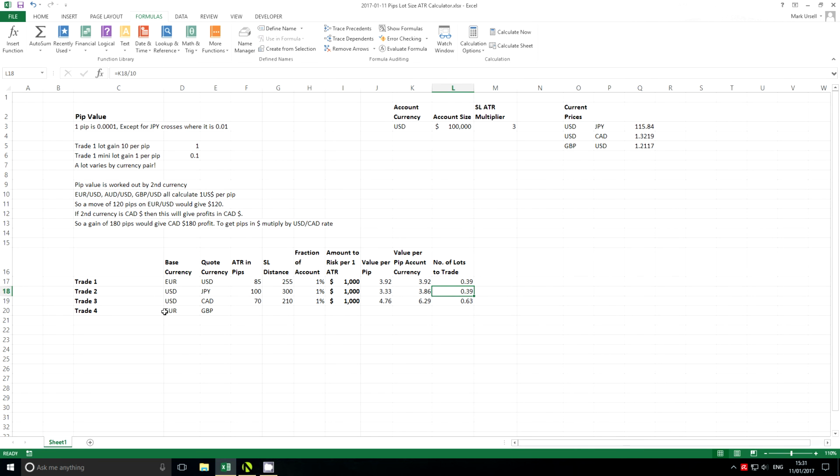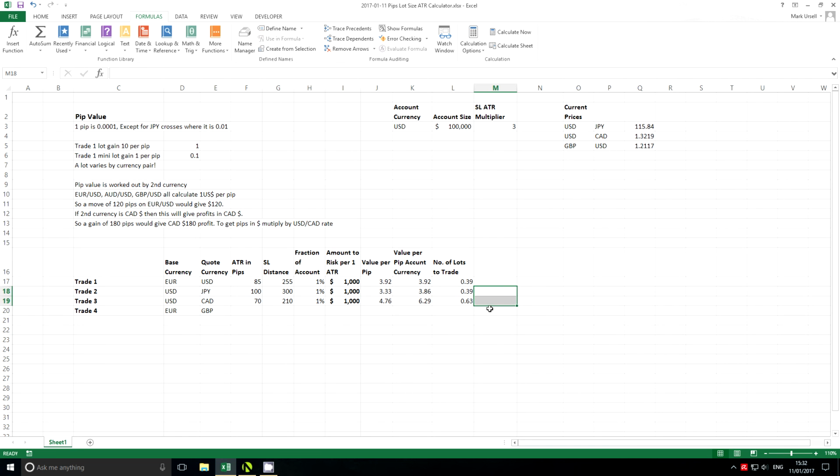We can do exactly the same for USD CAD. This time we've got a smaller ATR, so we've got a tighter stop loss, 210 pips. We're risking exactly 1%, $1,000, and we've got a slightly higher value per pip. Because of the current USD CAD rate, 1.3219, which needs to be adjusted for, we end up with a value per pip of 6.29 and a number of lots that is not far off double the size of our JPY trade.